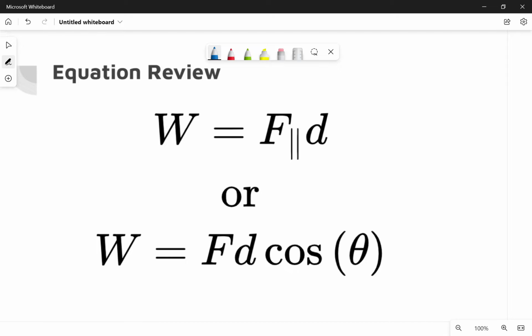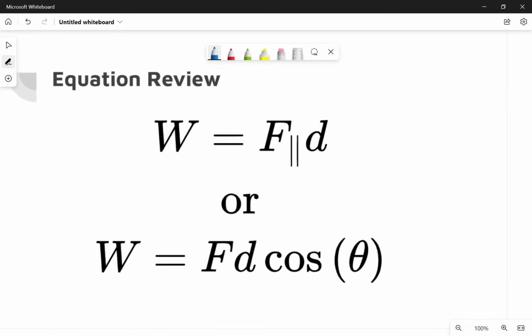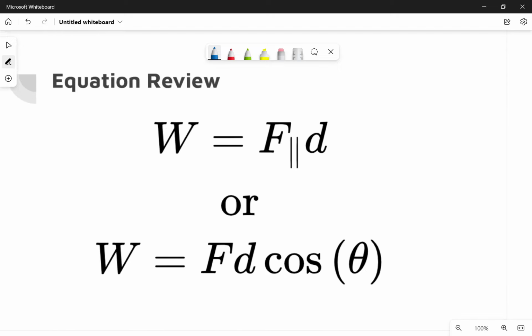So quick equation review here. Reminder that work is equal to force times distance. And the really key part here is this F parallel bit. So what's really important is that I'm looking at the parallel component of the force only. I don't want the entire force. I just want the parallel component.